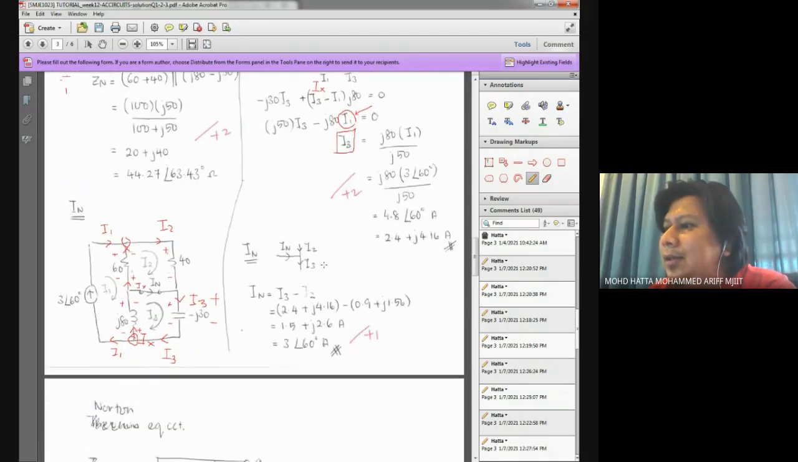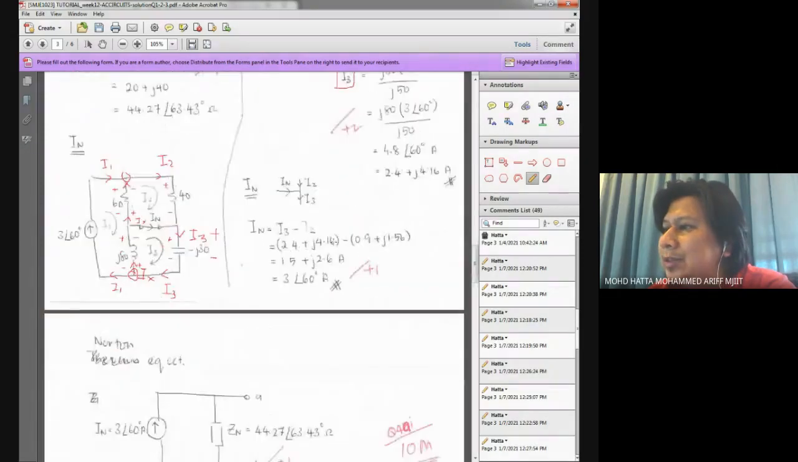And the final thing that you need to calculate is your main objective, to find IN. As far as we are concerned, in mesh number 1, mesh number 2, and mesh number 3, we didn't calculate IN yet. And have a look at the direction of IN.